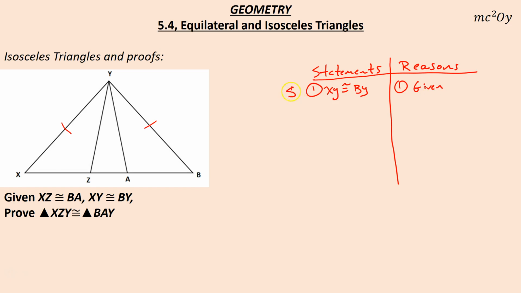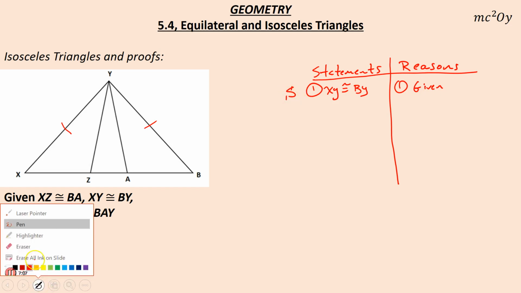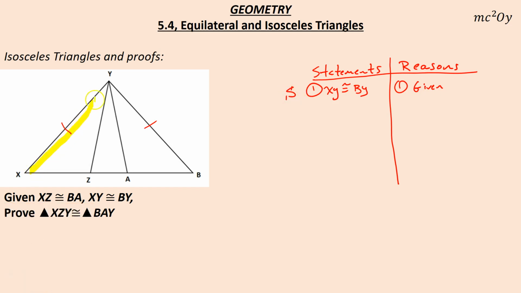Okay, so now I have a side, and remember, it might help you to go ahead and color in what you're trying to prove congruent. So these pieces right here, this triangle, I'm trying to prove congruent to this triangle right here. So I have a side of each of those. There we got it.